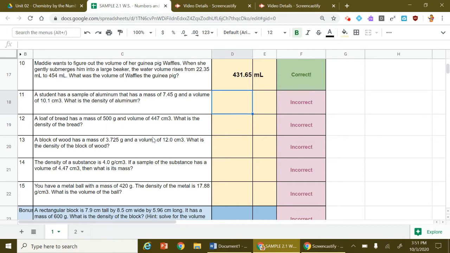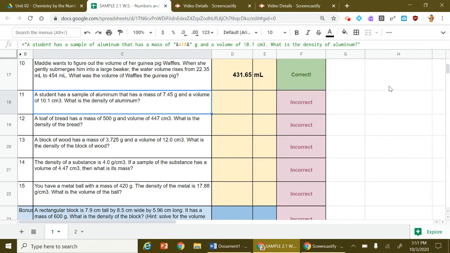Number 11. A student has a sample of aluminum that has a mass of 7.45 grams and a volume of 10.1 cubic centimeters. What is the density of aluminum? Now listen up. Again, my numbers are different than your numbers, so you will have different numbers, which is why I can do this right here.